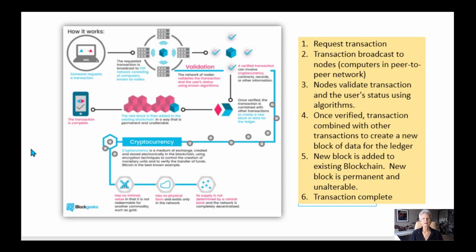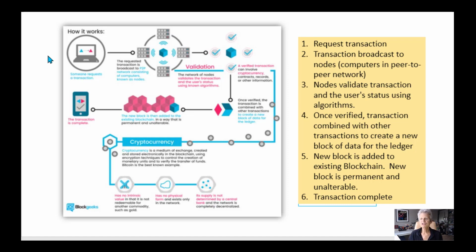So how does this work? Well, at the beginning, somebody uses their computer or their phone to request a transaction. So then that transaction is broadcast to nodes, and nodes are different computers in a special type of network known as a peer-to-peer network. So these computers have signed up to help these transactions be spread throughout the network. So what the nodes, the computers, do is they validate the transaction and the user's status using algorithms. It sounds confusing, but people are actually paid to do this. They're called miners, and they're actually paid in Bitcoin to validate these purchases.